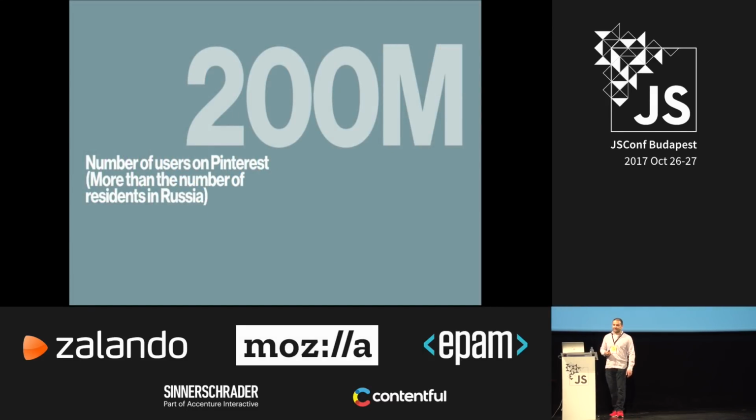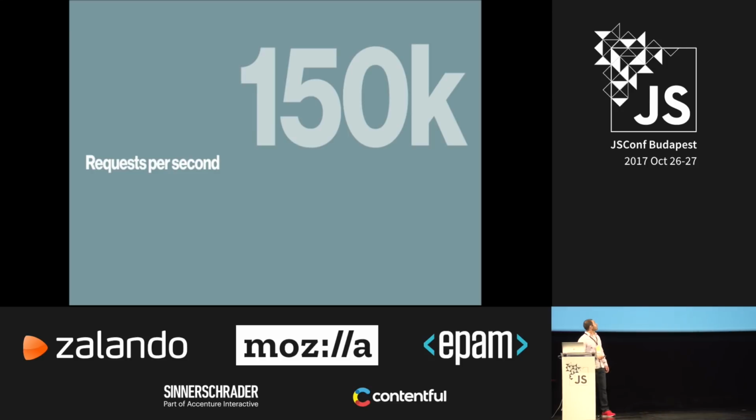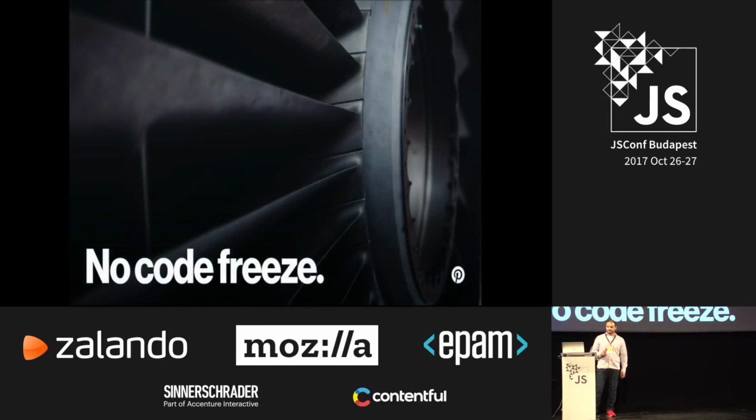So just to give you an idea of the scale that we operate at, we have 200 million monthly active users, which is more than the population of the biggest country in the world, Russia. We serve more than 150,000 requests per second. And since we constantly ship new features, we run hundreds of experiments, we can't just simply freeze our product development in order to rebuild the new web app from scratch in React. And while it's relatively easy to build a new web app in React, migrating a service that is constantly changing is like changing engines of an airplane mid-flight.